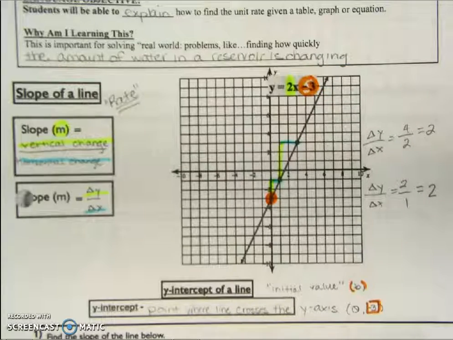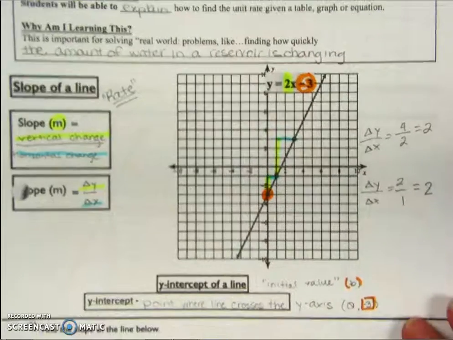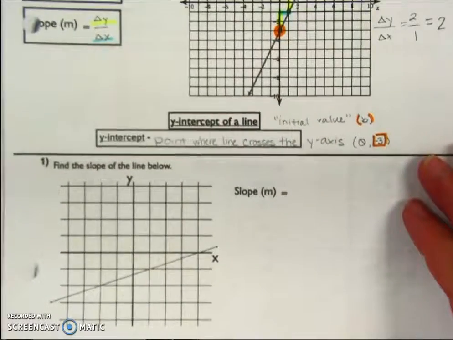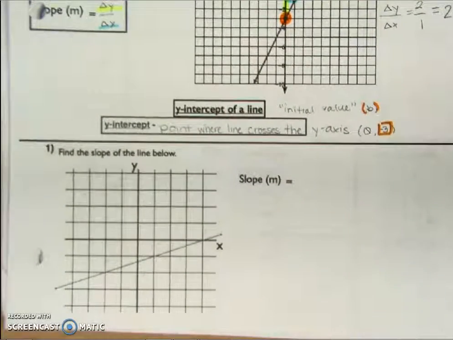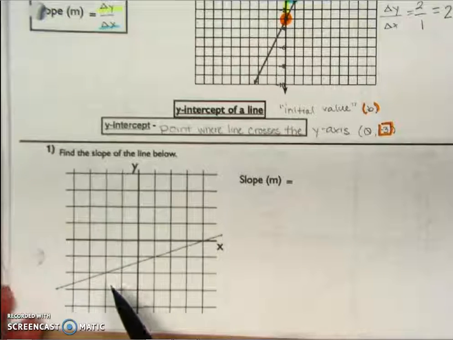All right, but let's start by just looking at slope. So let's look at number 1. Find the slope of this line. This is where you guys were having a little bit of a hard time last couple lessons.